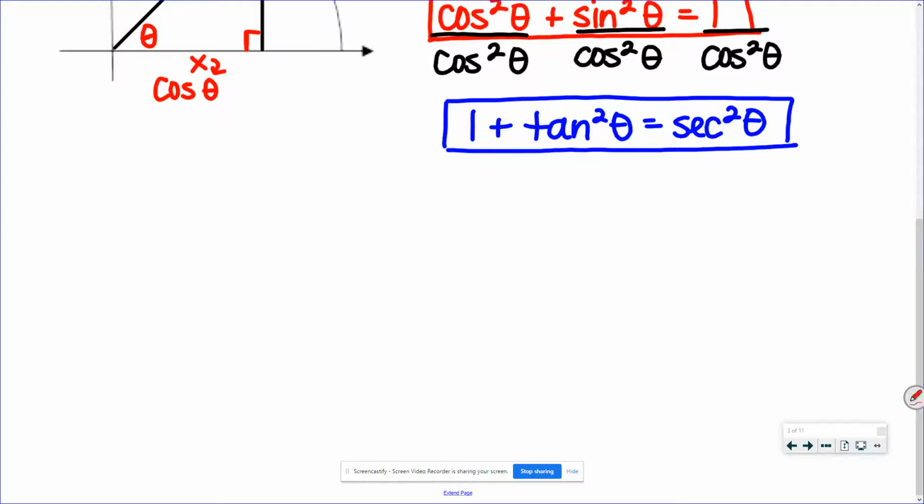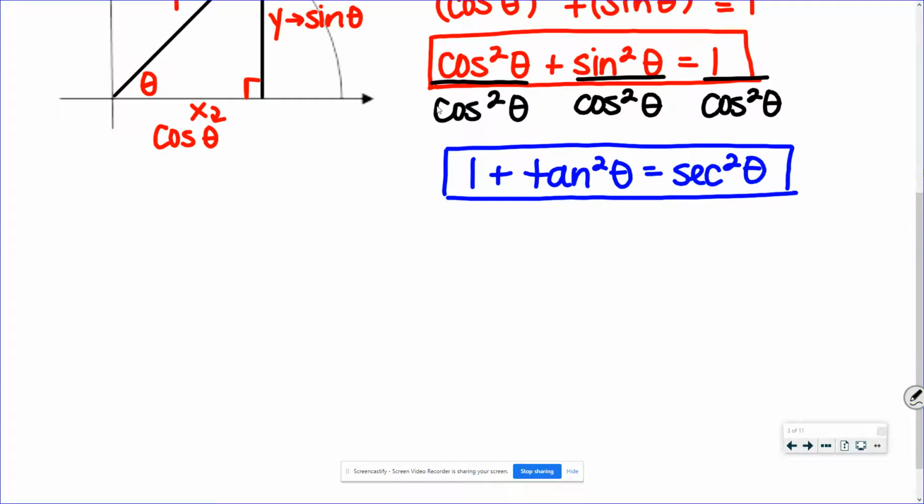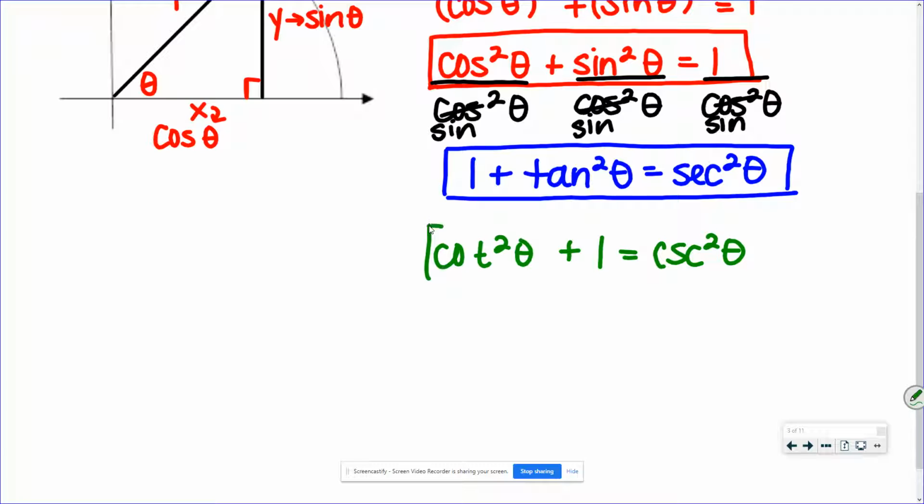Okay, you could also create the third trig identity by dividing by sine squared instead of cosine squared. And let's see what that would look like. So that would be cos over sine, now it's cotangent squared. Sine over sine would be 1. And 1 over sine would be cosecant. So again, this is just another way that you could write your Pythagorean identity. It is imperative that you know all 3 of these.